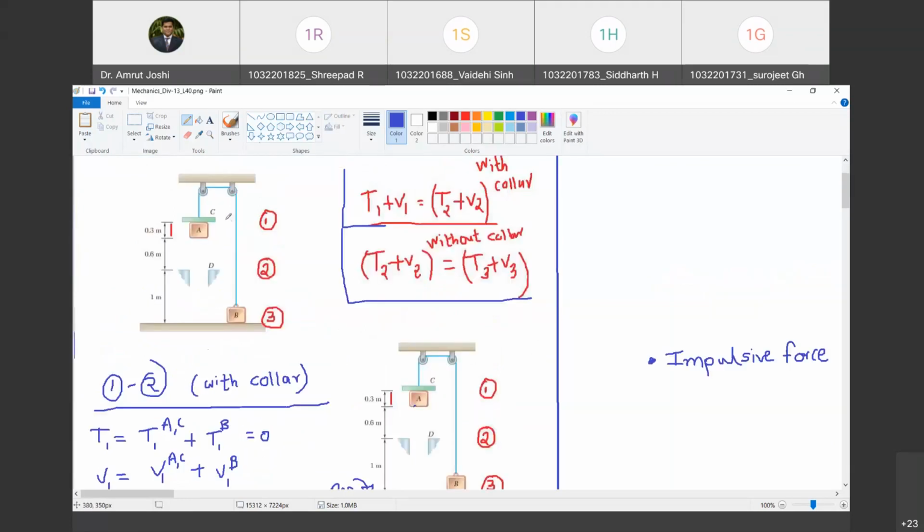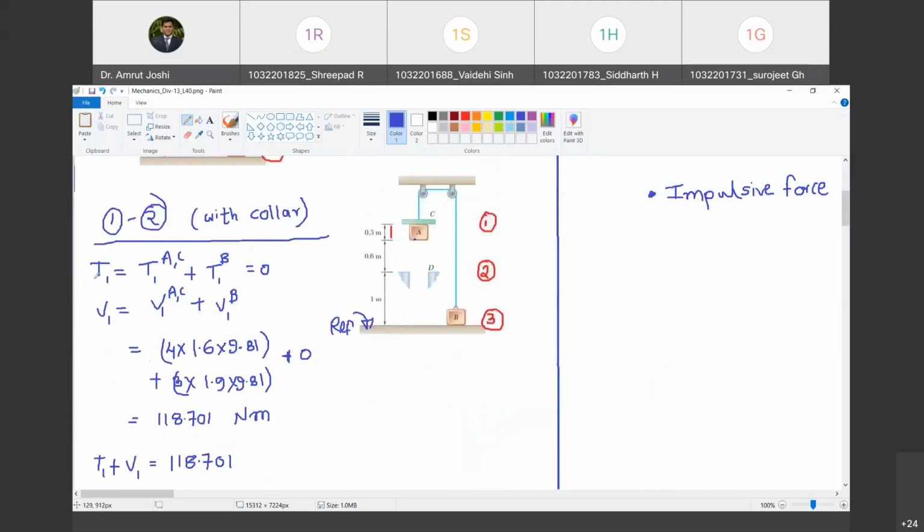So let us have a look at path 1 to 2. Path 1 to 2 is with the collar, so it is just before 2. What is the equation that we are going to use? T1 plus V1. We have to calculate T1 of the system and V1 of the system. The system is composed of blocks A and B, collar C, and a string. The string is massless. So T1 is equal to T1 of block A and C plus T1 of block B.